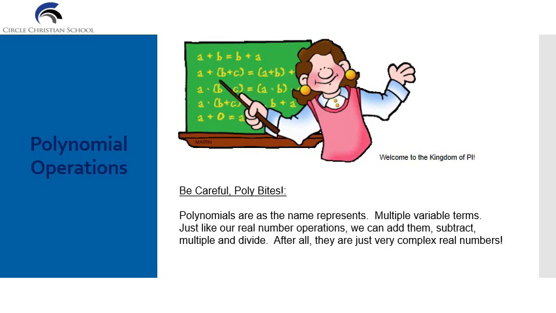Polynomial operations. Like the name represents, it's multiple variable terms being combined together. And if you think about it, if you were to put a number in for x, it would just give you a real number anyway. And because it gives you this real number, then you can add them, subtract them, multiply them, and divide. They're just really complex numbers.